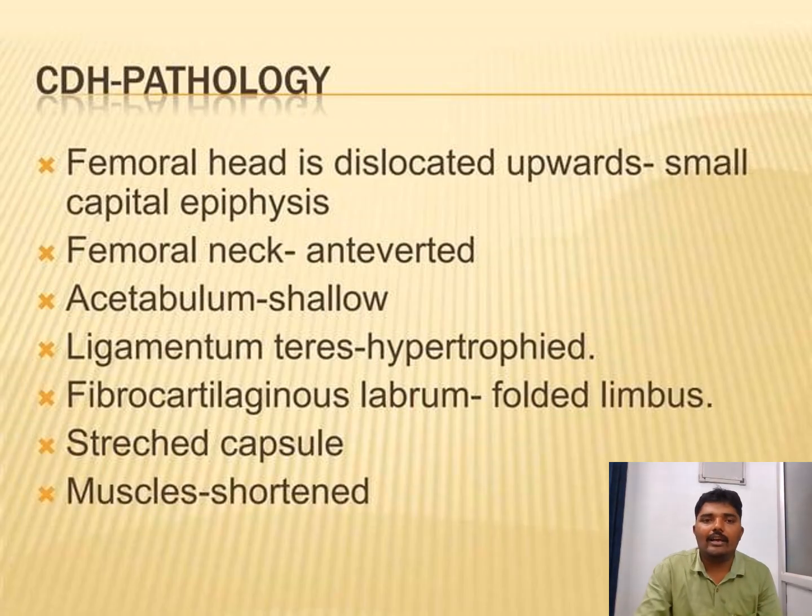Then pathology. The femoral head is dislocated upwards, with a small capital epiphysis. The femoral neck is anteverted, the acetabulum is shallow, the ligamentum teres is hypertrophied, the labrum is folded as a limbus, the capsule is constricted, and the muscles are shortened.